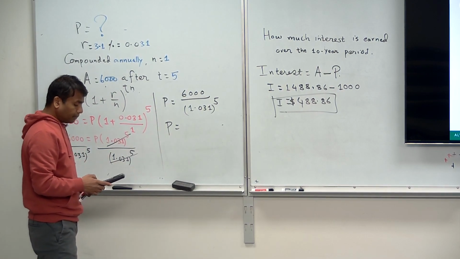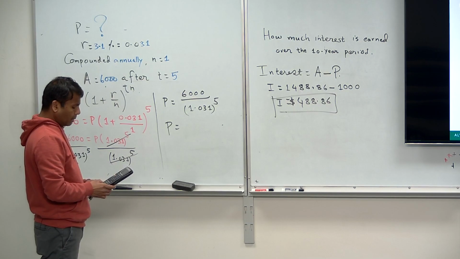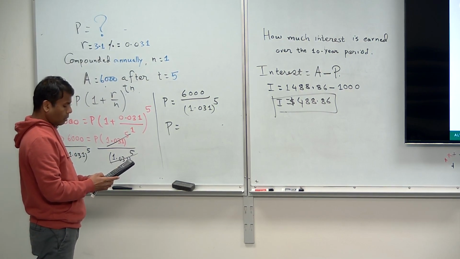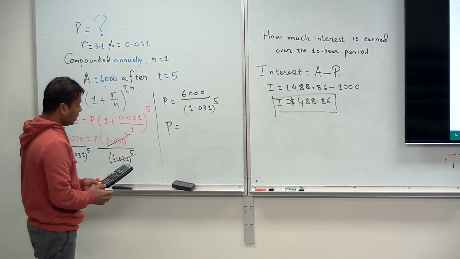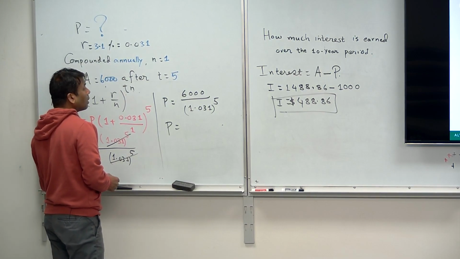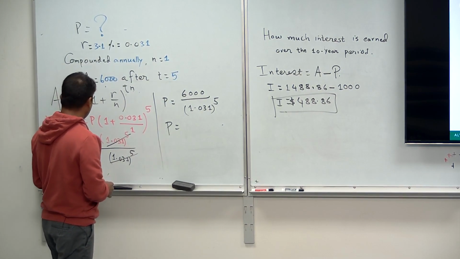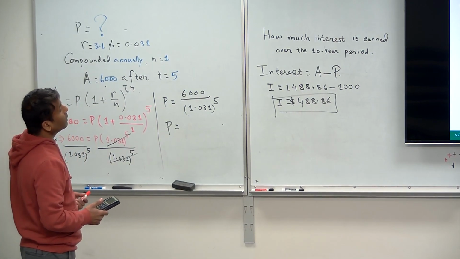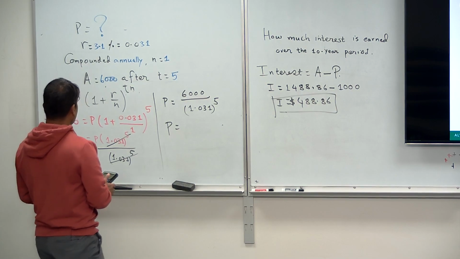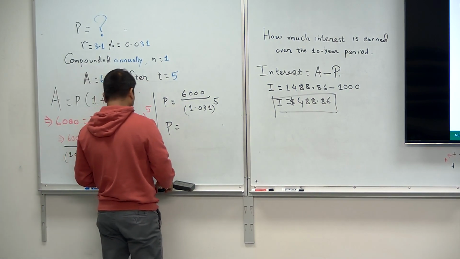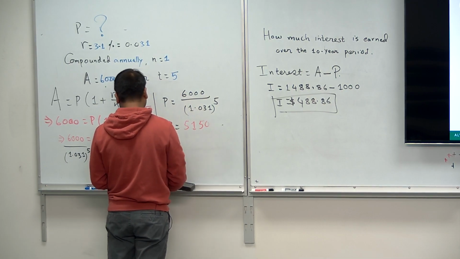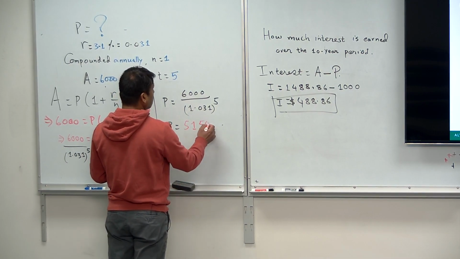So now you have 6,000 divided by 1.031 raised to the power 5. Did I make sense here? And T equals 5 years, right? Yeah. So I got P equals $5,150.60.